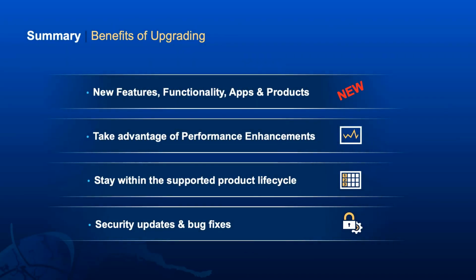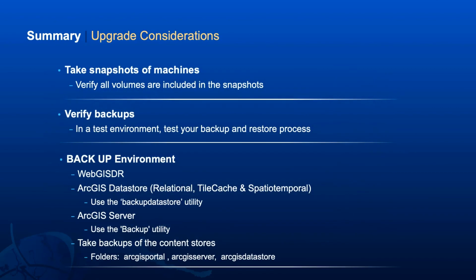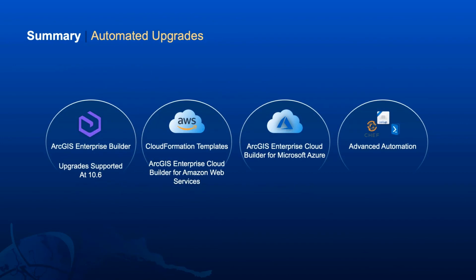We covered a lot of topics today around upgrading the ArcGIS Enterprise, including taking a step back and covering the core benefits of moving to a newer version. We also reviewed some considerations and practices to perform before you upgrade, including backing up virtual machines and individual components. Lastly, we discussed and demonstrated options available for automating upgrades, including ArcGIS Enterprise Builder, CloudFormation templates, ArcGIS Enterprise Cloud Builder for Amazon Web Services and Azure, as well as automation tools like Chef and PowerShell.